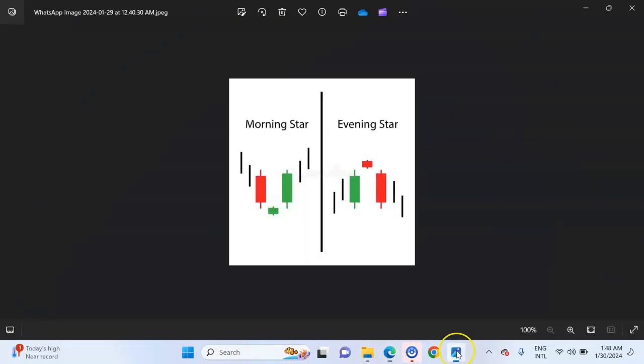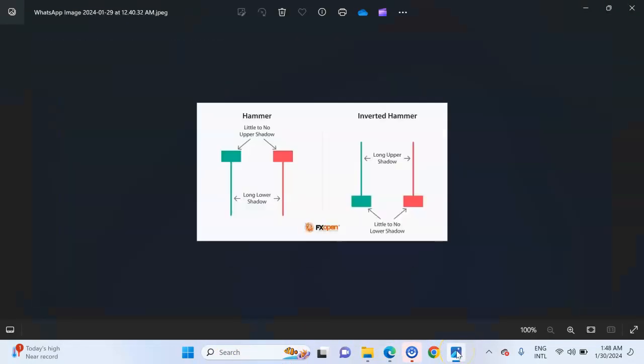And also, the third candle I'm talking about is the hammer and inverted hammer. You can see this candle looks like a hammer. A hammer candle is a candle that has a small body and a very long tail or wick. We call it a tail, we call it a wick, and we can also call it a shadow. So a hammer candlestick is a candle that has a small body and a very long shadow, wick or tail.